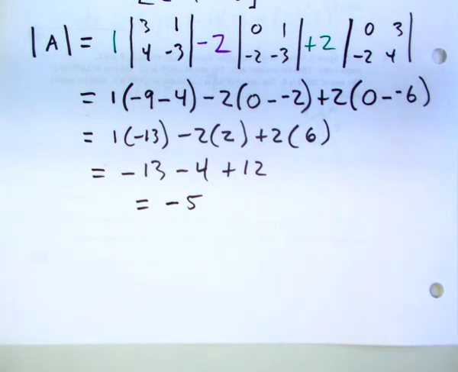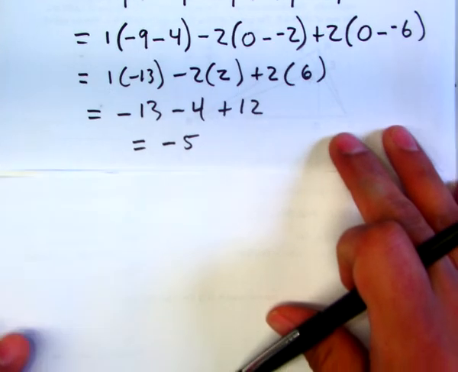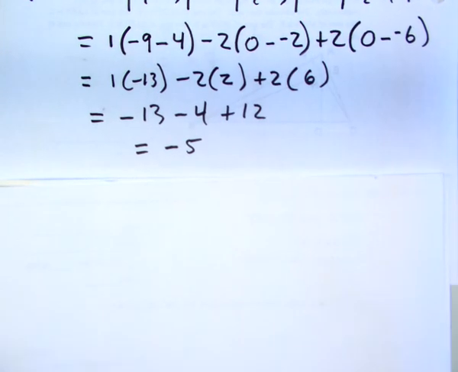I was almost quicker than... Okay. Negative 5. We getting the same thing?